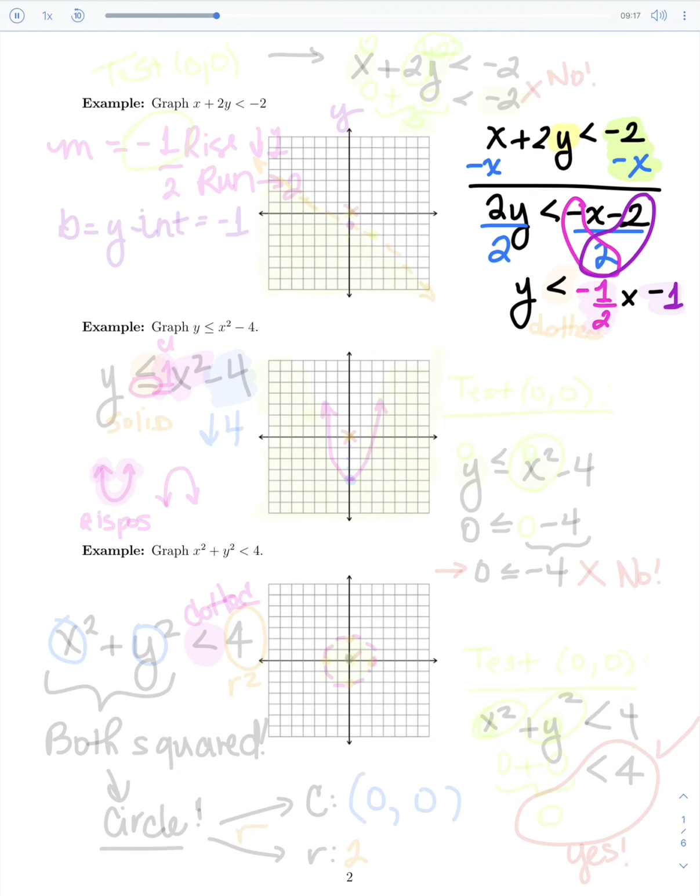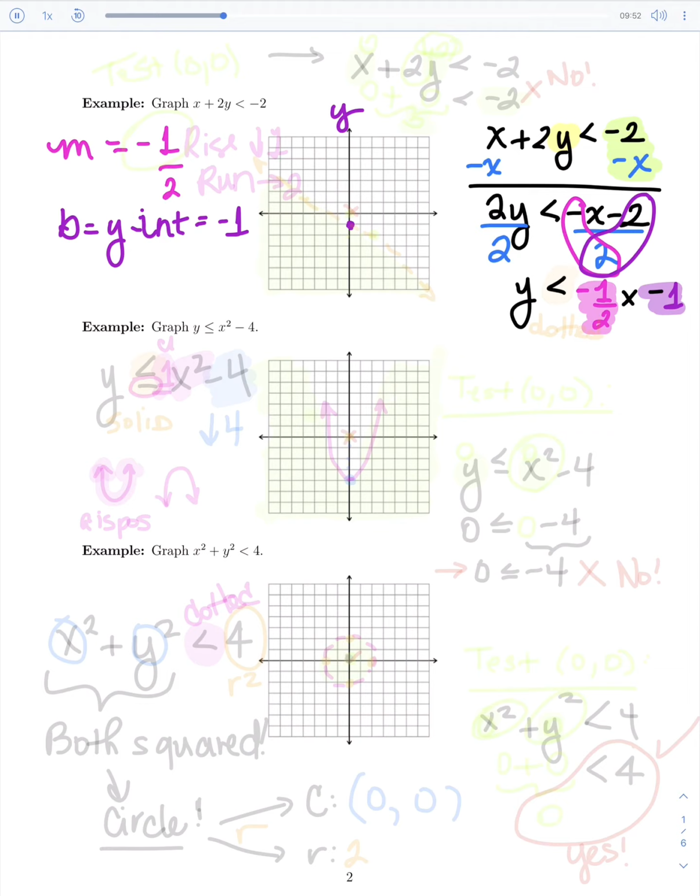If we start with our slope, it's right here. It's negative 1/2. So our slope is negative 1/2. And then our y-intercept, the b, is negative 1. So our y-intercept is equal to negative 1. We're going to start with the y-intercept. That's where we intersect the y-axis, here at negative 1.